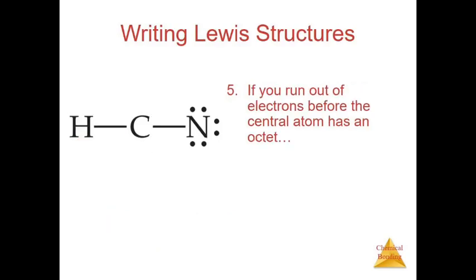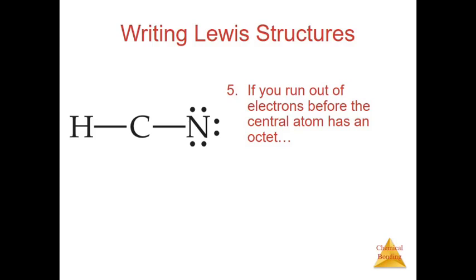We're switching examples on you because we need to get to step 5. Step 5 says if you run out of electrons before your central atom has an octet, then you have to rearrange your molecule to form multiple bonds. That could be a double bond being formed, or a triple bond being formed. But let's go through the math of what they're talking about here.